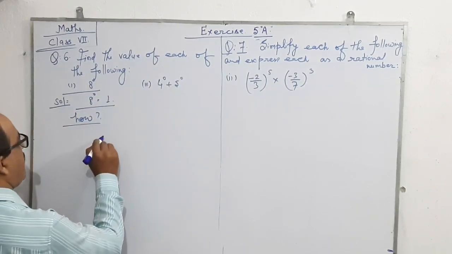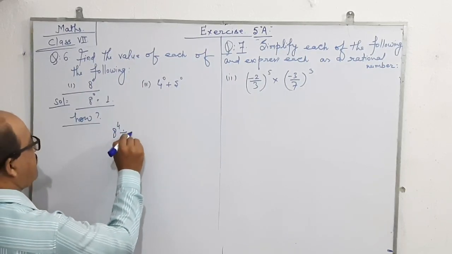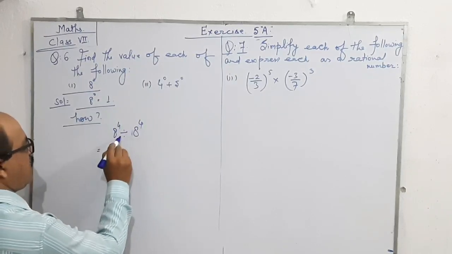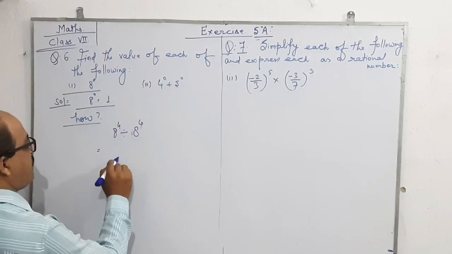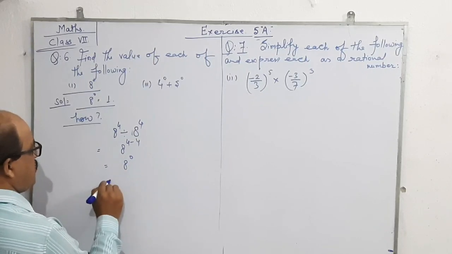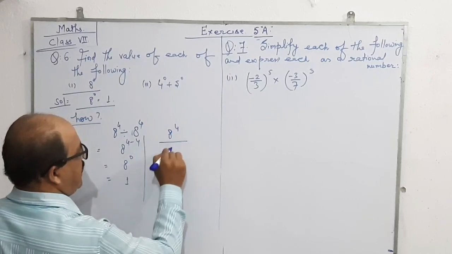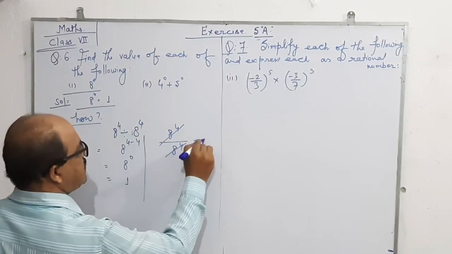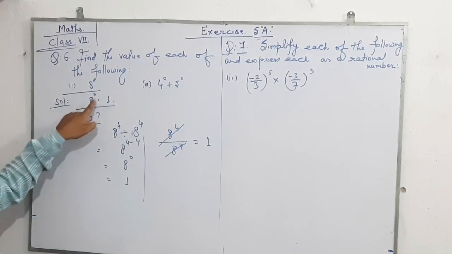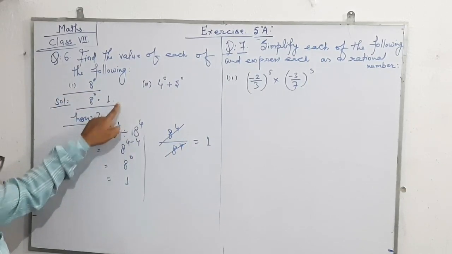Suppose 8 to the power 4 is divided by 8 to the power 4. As we know, in division the exponents are subtracted. So 4 minus 4 gives 8 to the power 0. The answer is 1, because 8 to the power 4 by 8 to the power 4, both cancel and the answer is 1. Thus, any integer with exponent 0 has the value 1.